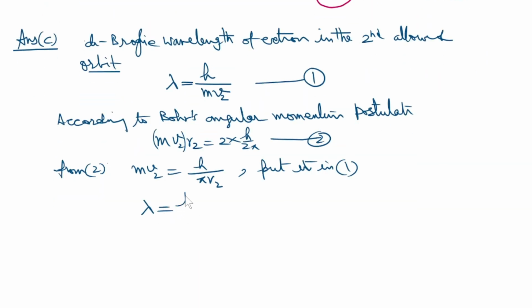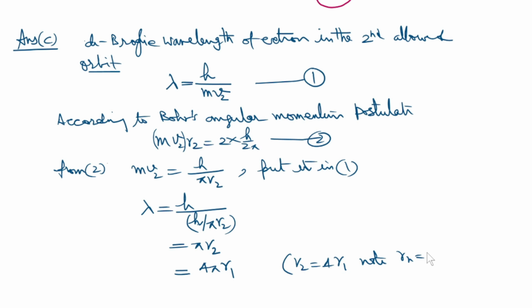Lambda is equals to h upon h by pi r2. This is equals to pi r2, which is 4 pi r1 as r2 is equals to 4 r1. Note Rn is equals to n square times r1. So this will be the required value of the wavelength in the second allowed orbit of the hydrogen atom.